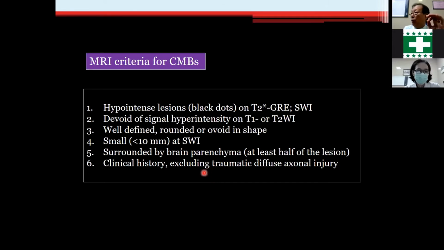Is it extra axial origin or intra axial origin? Extra axial to the brain tissue, or a brain tumor. The blood dot is at least parenchymal, at least half of the time, no more than half. Now you have to exclude trauma, accident, injury, so it might be that.